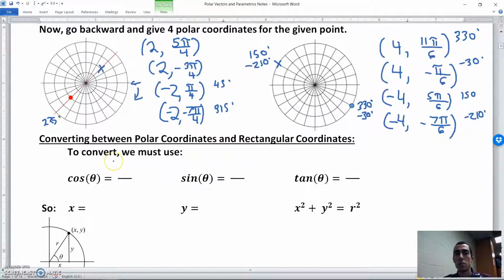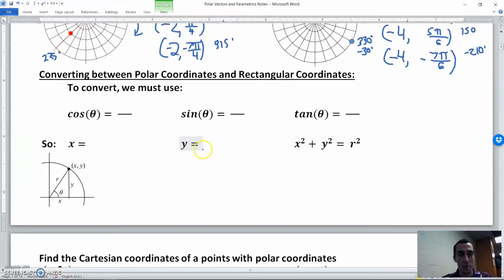Welcome back. Here we've got the 4 ways for you to plot here. Let me start over again. Here we've got 4 ways for you to write the polar coordinates for this blue point, our second blue point on this axis. Alright, let's move on to the next topic.